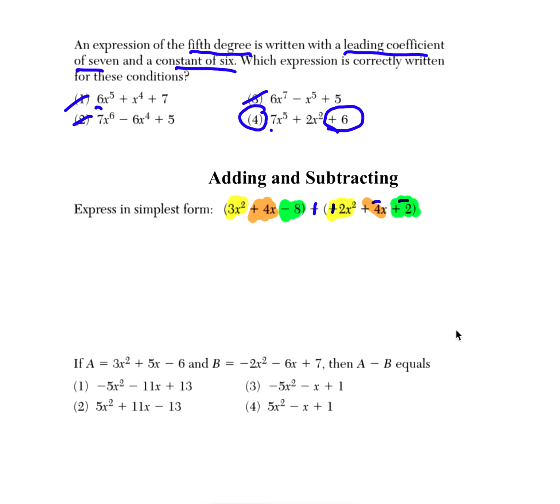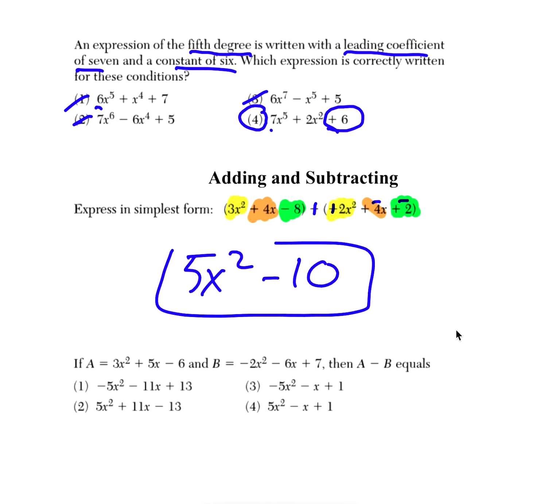So when we combine those like terms, the x squareds become 5x squared. The orange terms, the plus 4x and the minus 4x, cancel out. And then the green terms, that would just be minus 10. That is in simplest standard form. So we're good with that one. Let's check out the next 2.